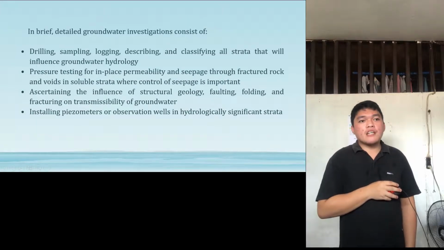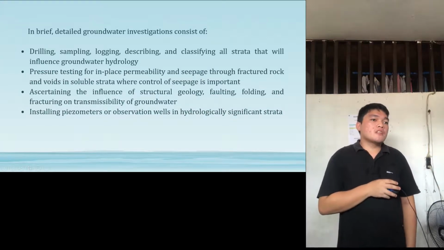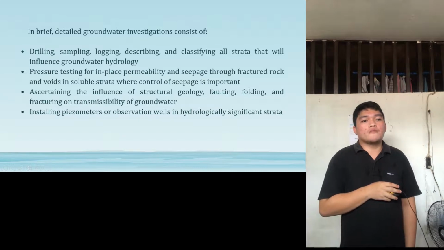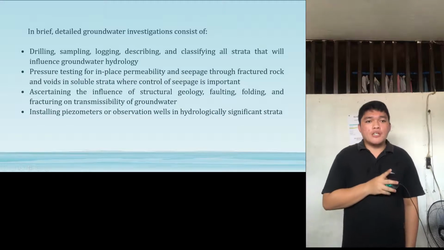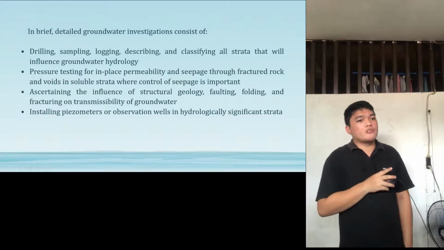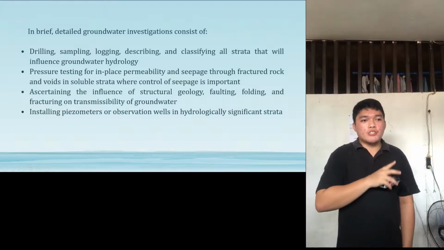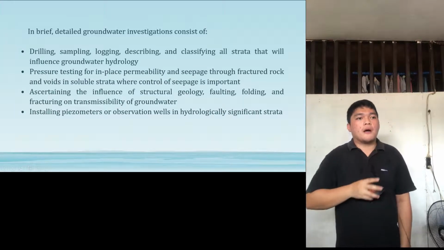In brief, detailed groundwater investigations consist of drilling, sampling, logging, describing, and classifying all strata that will influence groundwater hydrology. Next, pressure testing for in-place permeability and seepage through fractured rock and voids in soluble strata where control of seepage is important. Ascertaining the influence of structural geology, faulting, folding, and fracturing on transmissibility of groundwater. Installing piezometers or observation wells in hydrologically significant strata.